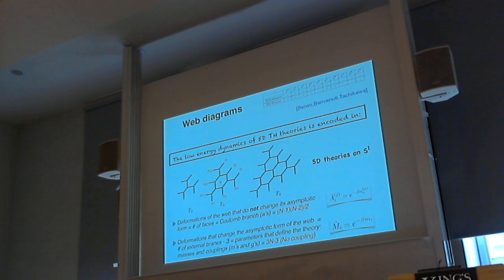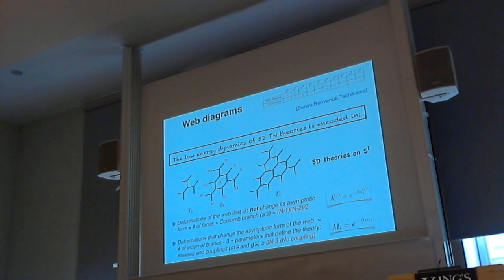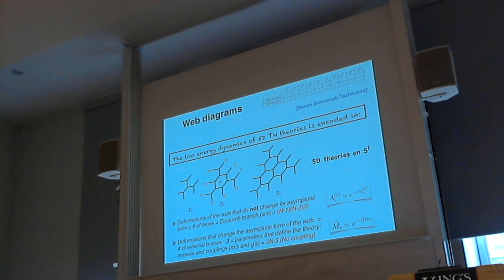The first layer in my discussion will be the web diagrams. I have to take you for a little detour because I will use many different concepts from many different areas. So we begin with the web. It is a very well-known fact that one can study 5-dimensional gauge theories. For me, compactified on an S1 is enough.